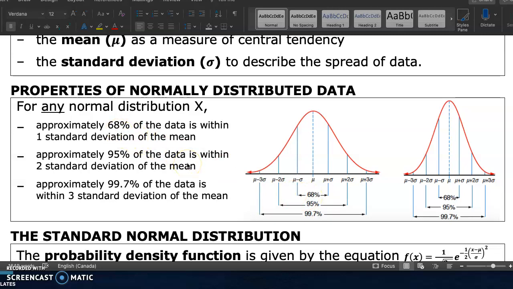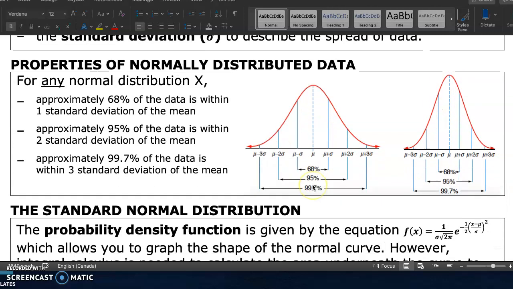So the exact details don't matter. We won't need to memorize or use these numbers. But we're using the property that regardless of the shape or kurtosis of the curve, we're going to have that same relationship as far as our bell curve.